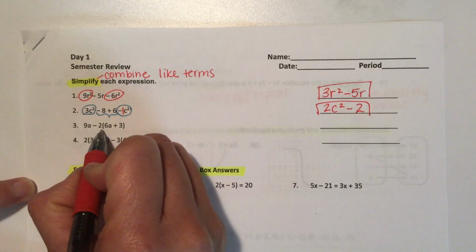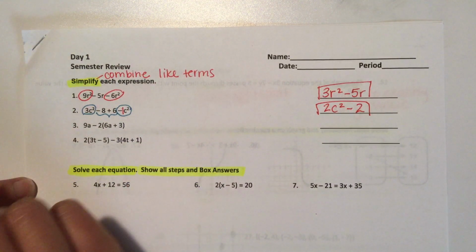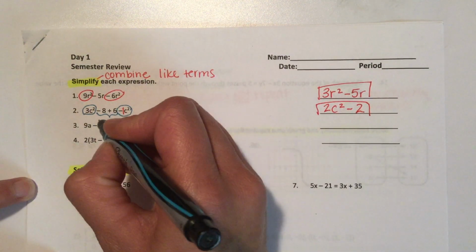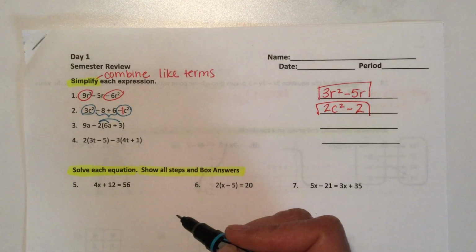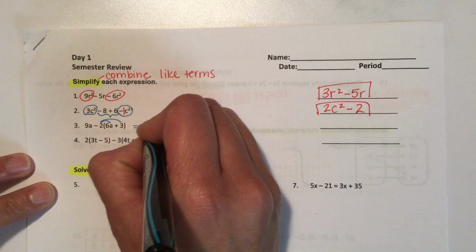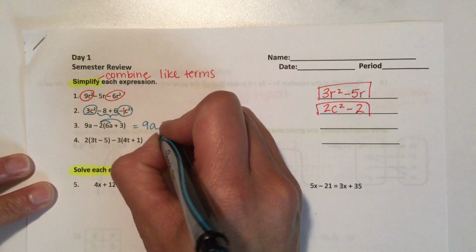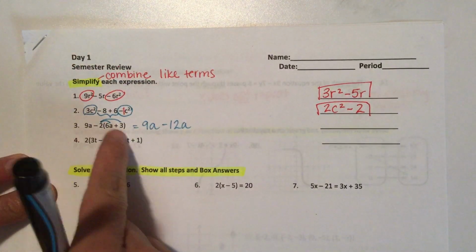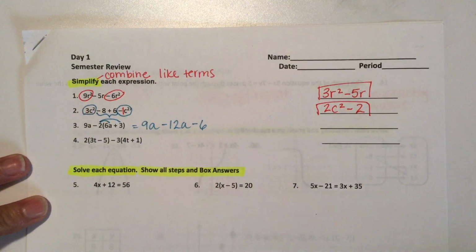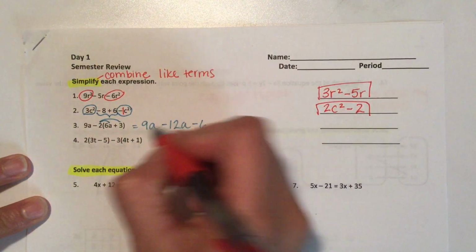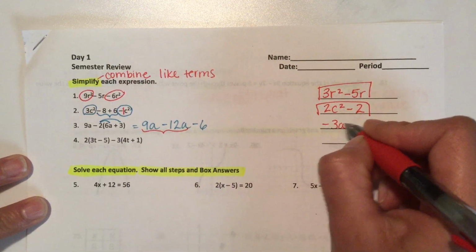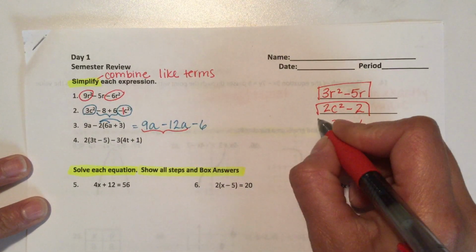Next, 9a minus 2 parentheses 6a plus 3. When you see parentheses, the first thing you need to do is multiply. Negative 2 times 6a, negative 2 times 3. So you bring down 9a, negative 2 times 6, negative 12a, negative 2 times 3, negative 6. From there, you combine your like terms. 9a minus 12a is negative 3a. Minus 6 is not like, so it gets tacked on at the end.